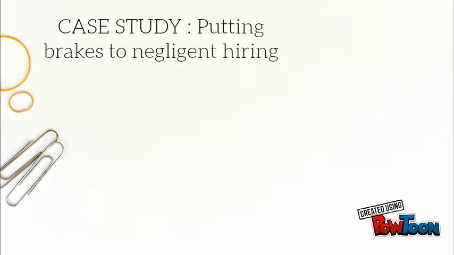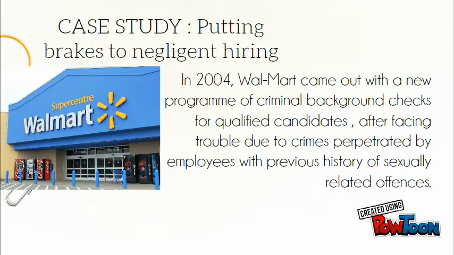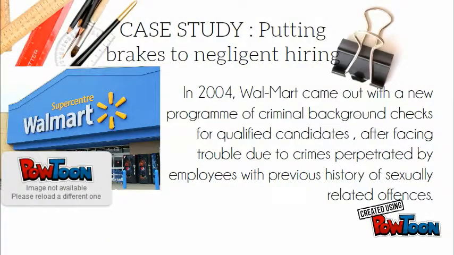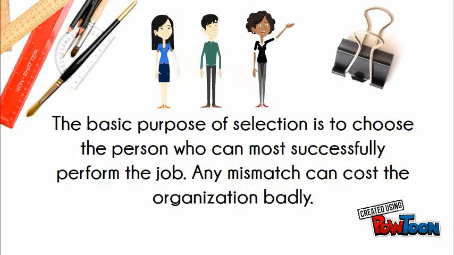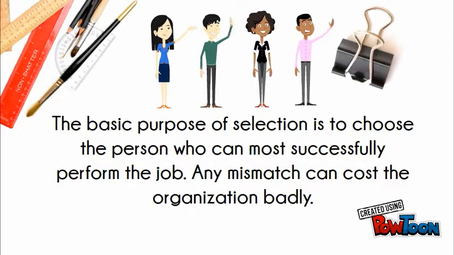Another example of a miss is the case of Walmart. In 2004, Walmart came out with a new program of criminal background checks for qualified candidates after facing trouble due to crimes perpetrated by employees with a previous history of sexually related offenses. The basic purpose of selection is to choose the person who can most successfully perform the job. Any mismatch can cost the organization badly.